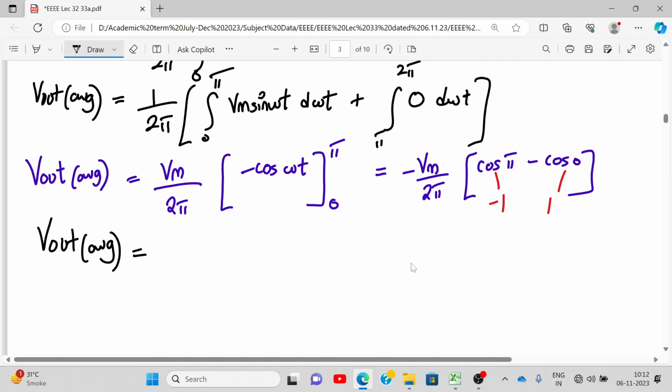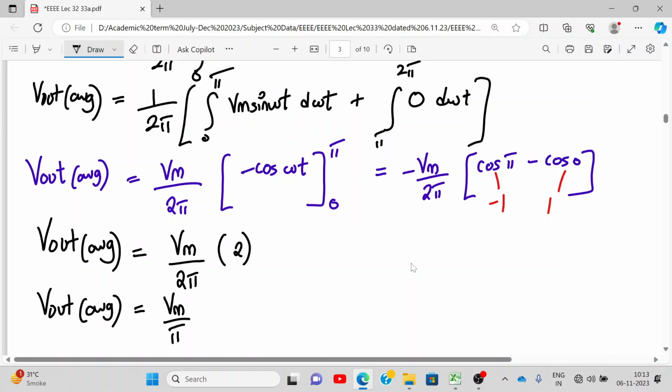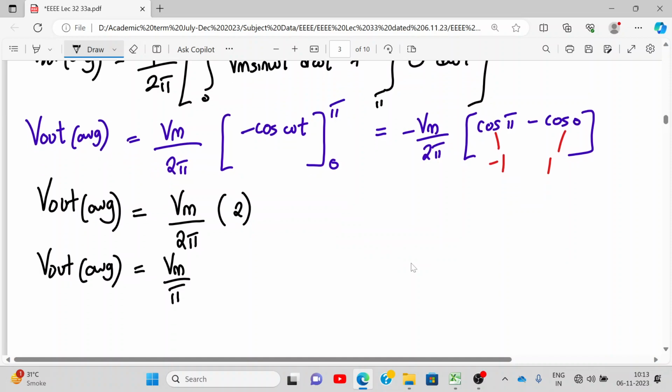And finally you get V out average as Vm by 2 pi into 2, which is nothing but how much? So V out average is Vm by pi. Now in the exam, if they ask you to find the average value of a half wave rectifier, you need to derive this.